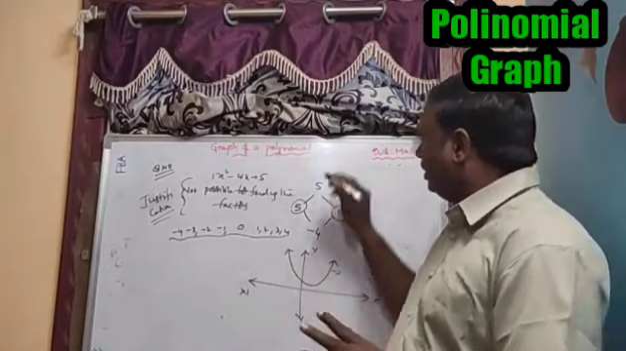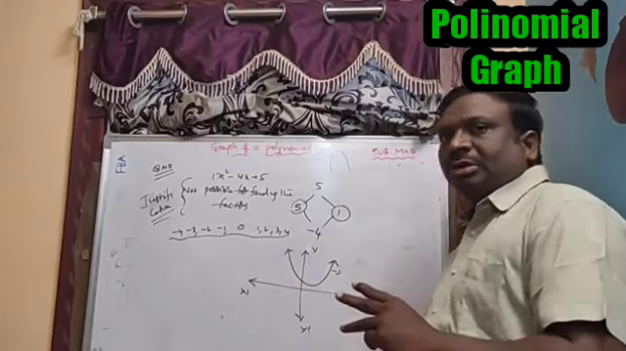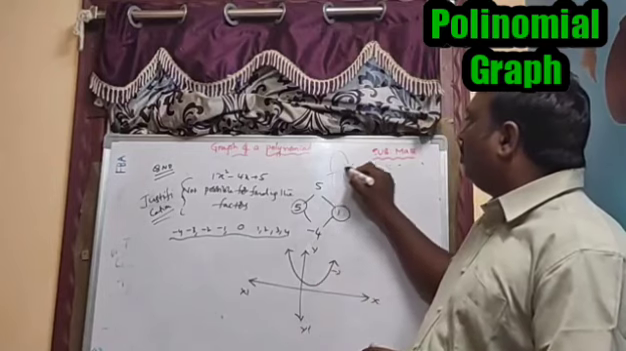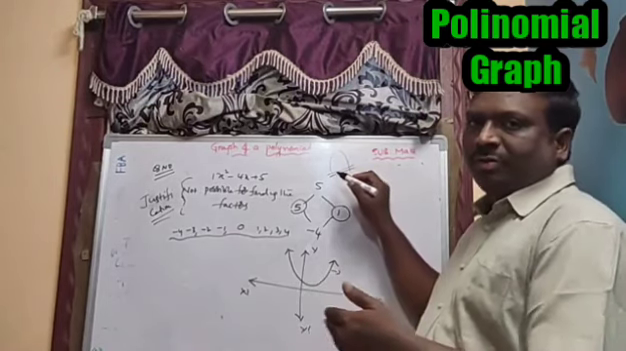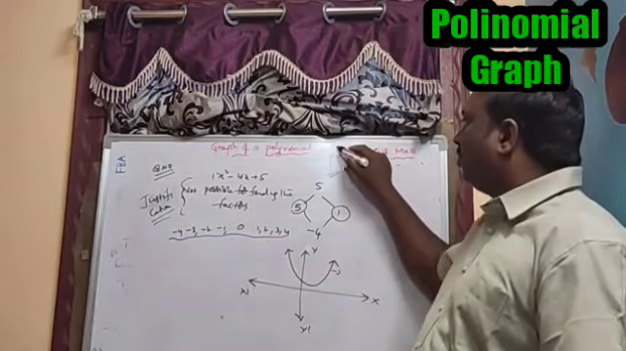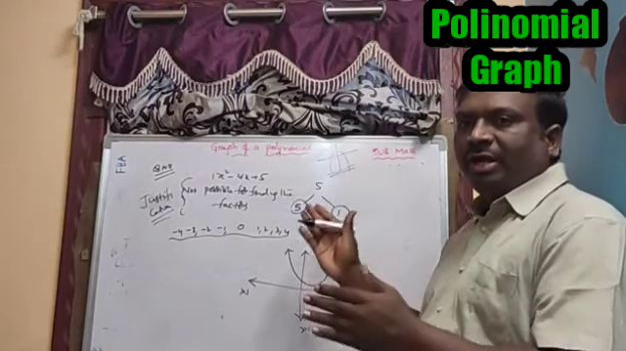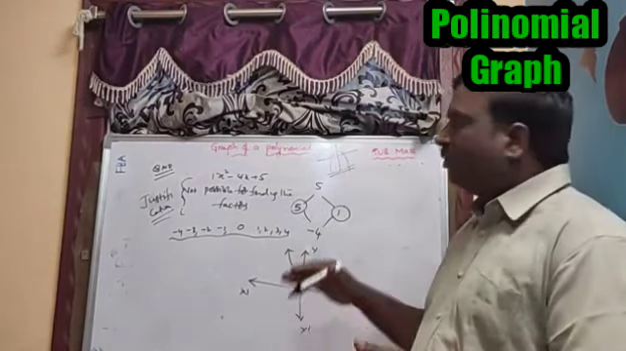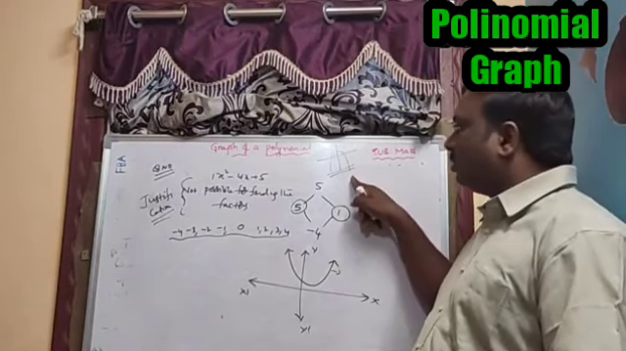Sometimes a downward parabola will also come. In the next session I will explain the downward parabola question, how it will come. When the a value, that means the x square coefficient, is negative, then the parabola will become a downward parabola. Next session I will explain.